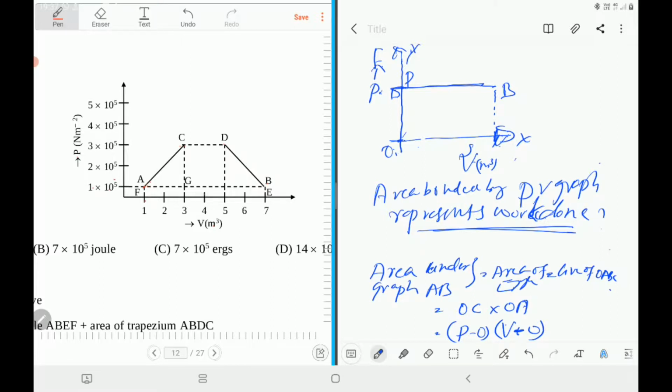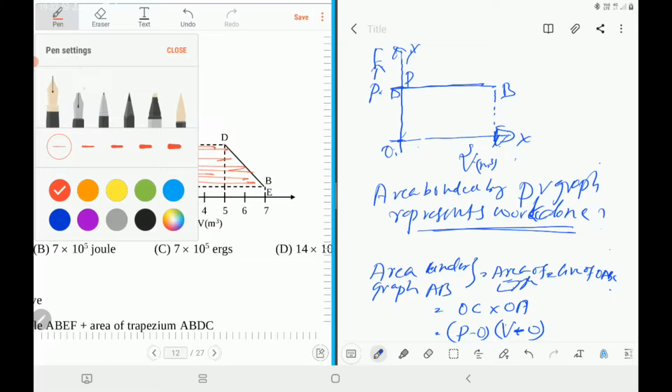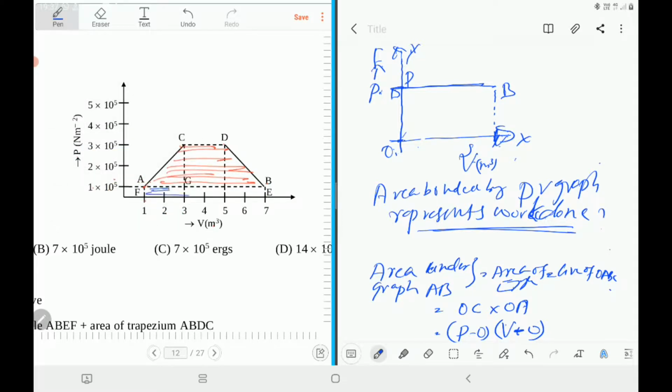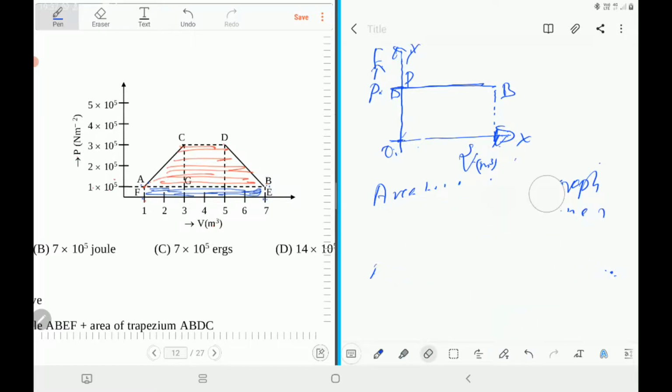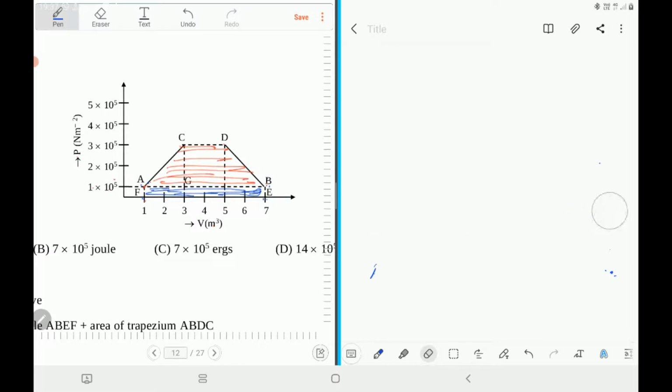There are two areas you can easily notice. See here, I shade this. This shape is called a trapezium. I shade another one. Look here, this part. This is a simple rectangle, FABE. FABE is a rectangle. ACDB is a trapezium. So you can easily find the area bounded by them. The values have been given already.